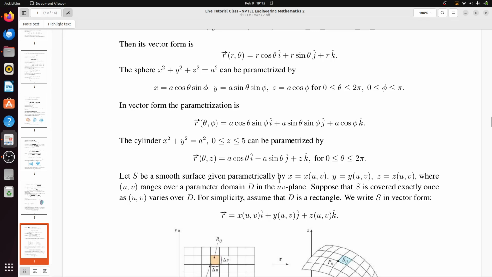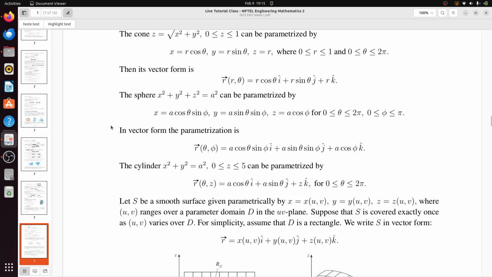So that is like just a sphere. Okay, so what happens for a sphere? If you have a sphere having radius a, then the sphere will be parametrically represented as a cos theta sin phi, a sin theta sin phi, a cos phi, where theta is varying from 0 to 2 pi, and phi is varying from 0 to pi.